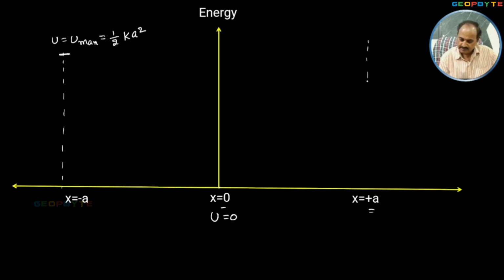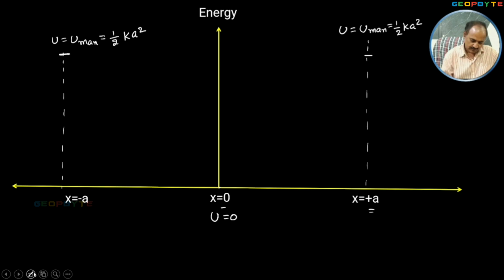U equal to U max. That U max equal to what? That U max equal to half k a square. At x equal to minus a and x equal to plus a, U is becoming maximum. That value I can mark like this.